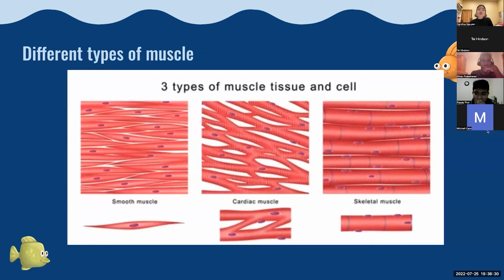Remember that you will revisit different types of muscle. And so the three you need to know is smooth muscle, seen in the GIT, in the bladder; cardiac muscle, seen in the heart, this has branched features; and skeletal muscle as well, with lots of mitochondria, and they are striated.